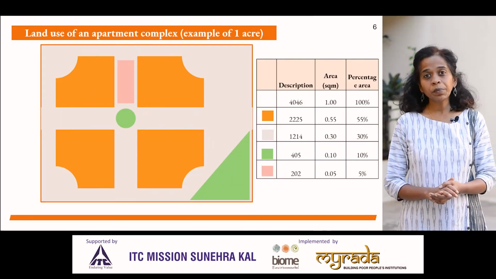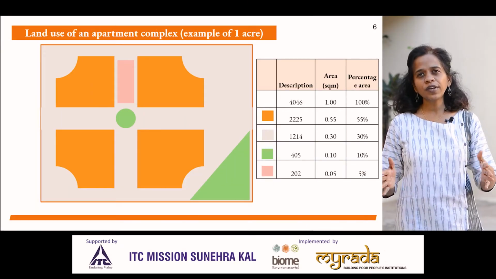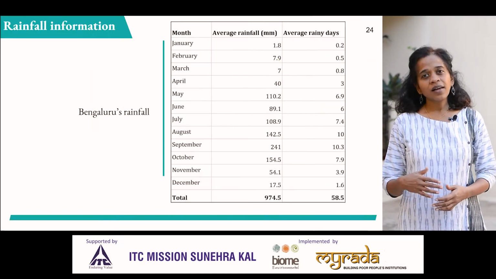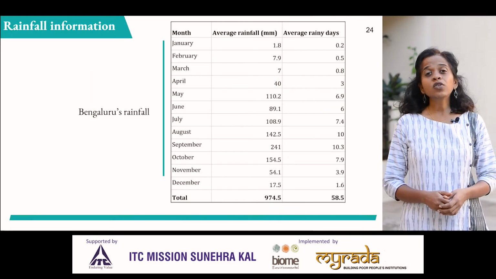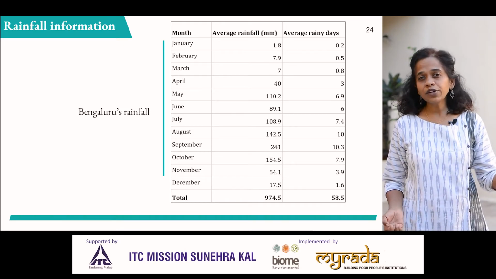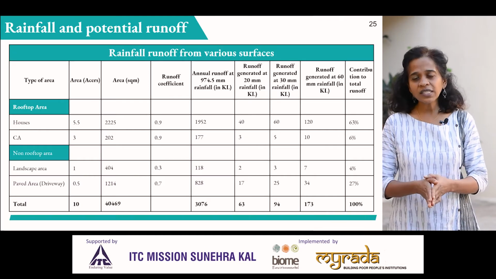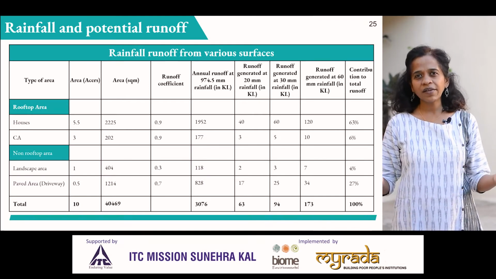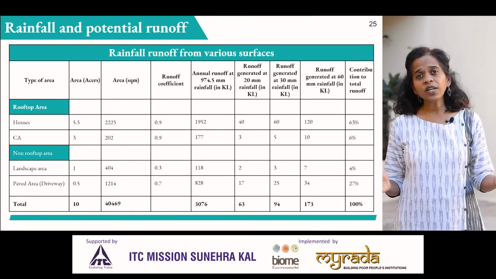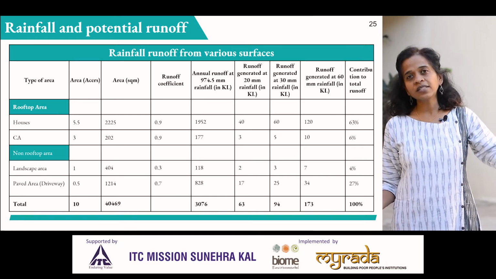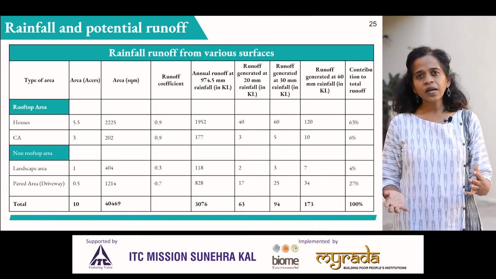Let's take the example, as was stated earlier, of an apartment that is, let's say, on 1 acre of land. Like we already know, Bangalore receives about 974 millimeters of rain on an annual basis. What this results in is, if you take an average apartment block, annually there is about 2000 kiloliters of water that is running off from the rooftop.